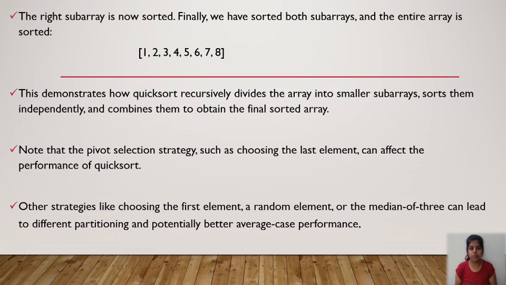This demonstrates how Quicksort recursively divides the array into smaller subarrays, sorts them independently and combines them to obtain the final sorted array. Note that the pivot selection strategy, such as choosing the last element, can affect the performance of Quicksort. Other strategies like choosing the first element, a random element, or the median of 3 can lead to different partitioning and potentially better average case performance.